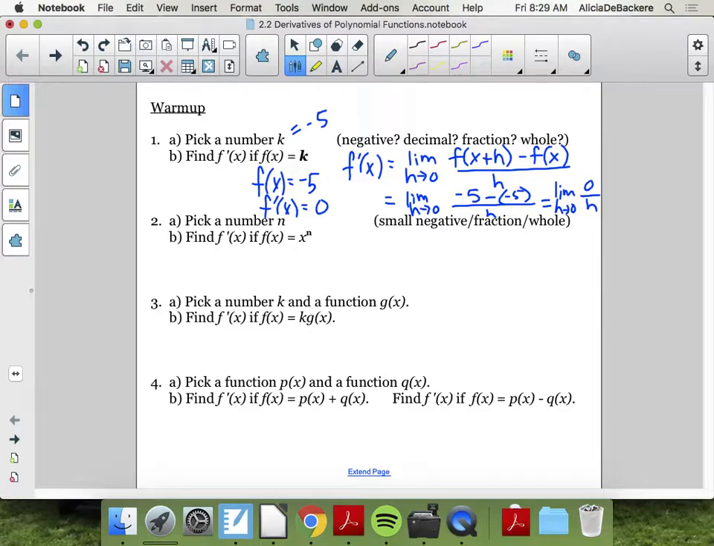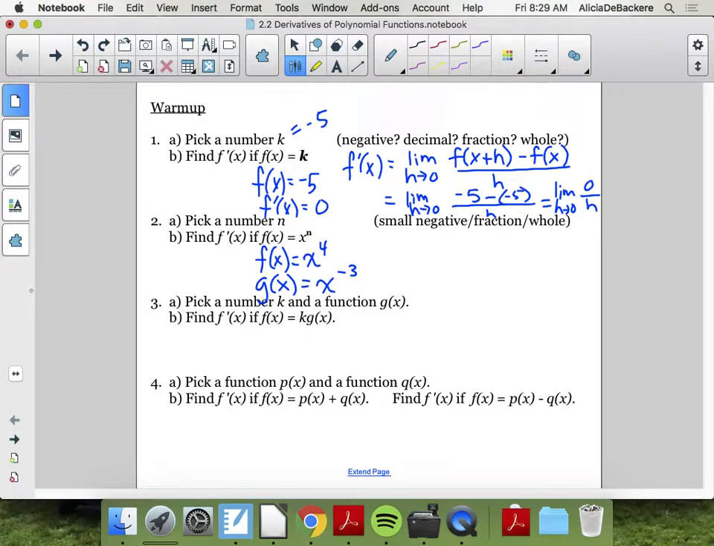The next one, I'm picking a number n, so I'm picking my exponent. So perhaps, and hopefully you didn't pick 2 here because we've already looked at that function, but maybe you looked at picking like x to the power of 4 or something like that. Or maybe you picked a negative, so I'm going to look at a second example. Maybe you looked at x to the power of -3.